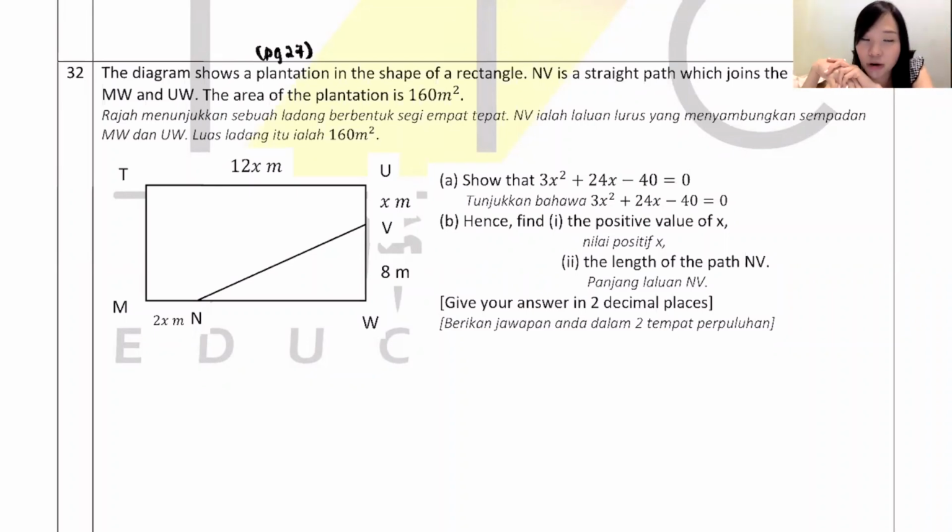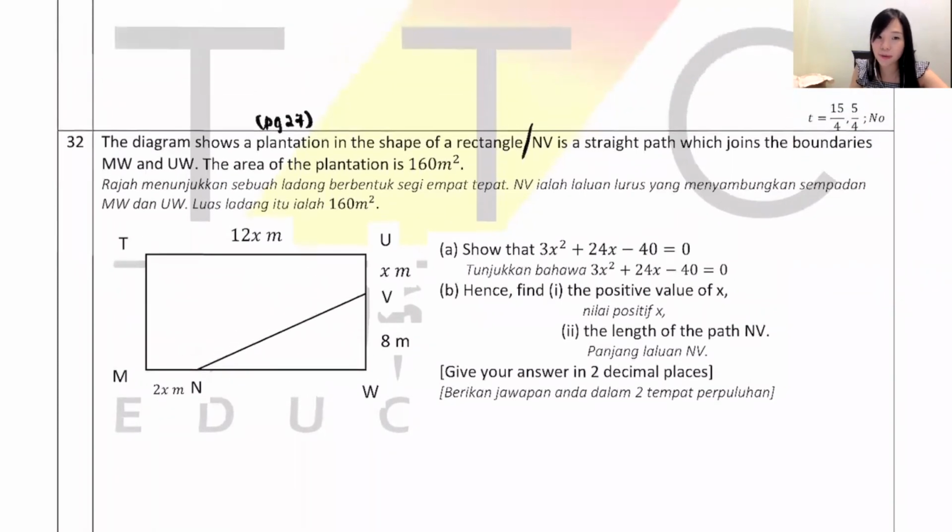They say 32, the diagram shows a plantation in the shape of a rectangle. Okay, guys, so this is a plantation in the shape of a rectangle. Next, N to V is a straight path joining boundaries MW and UW. So they try to tell me N to V is joining the lines MW and UW. Everything they say, I can also see it, okay? Next, the area of the plantation is 160.